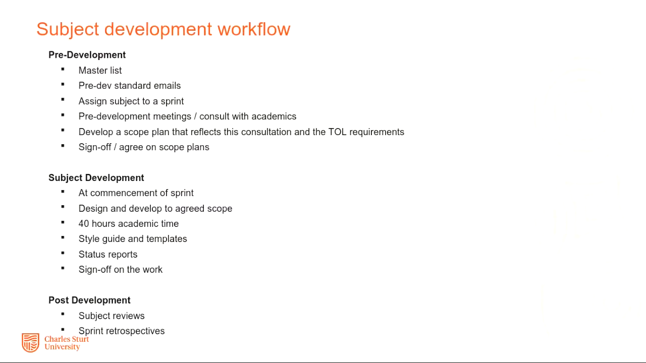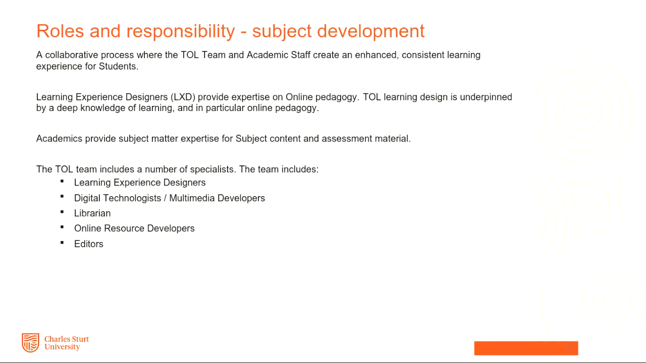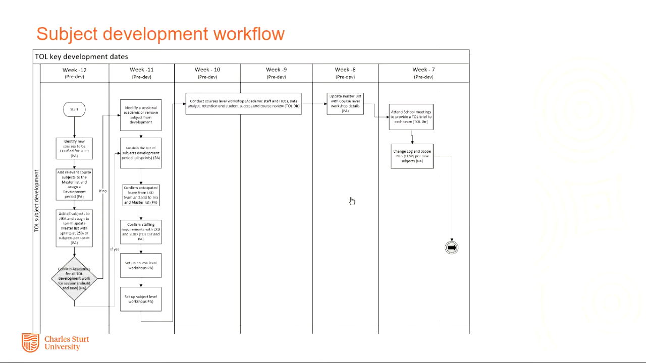So we have a master list, pre-development standard emails, regular meetings and consultation with academics. And the academics are given 40 hours of time within a 4-week sprint. So again, using an Agile terminology, we use a 4-week sprint. I'll just come back to that slide if I've got time. We have everything process mapped.